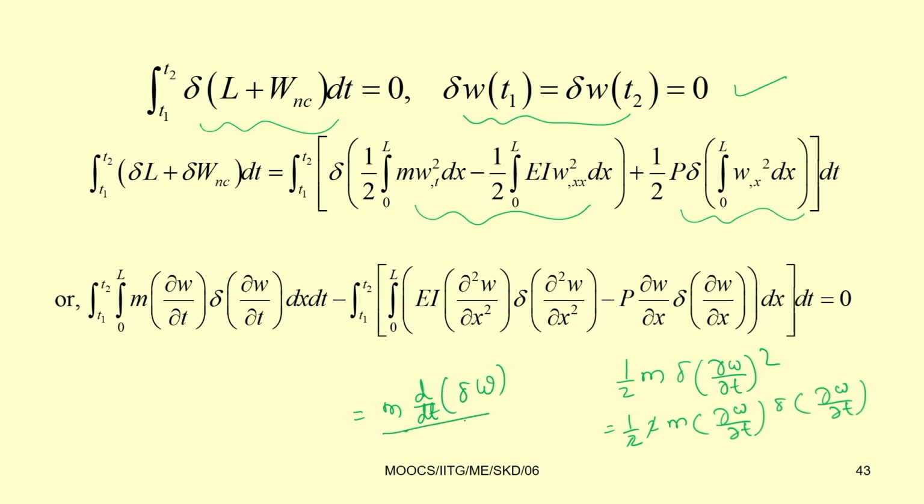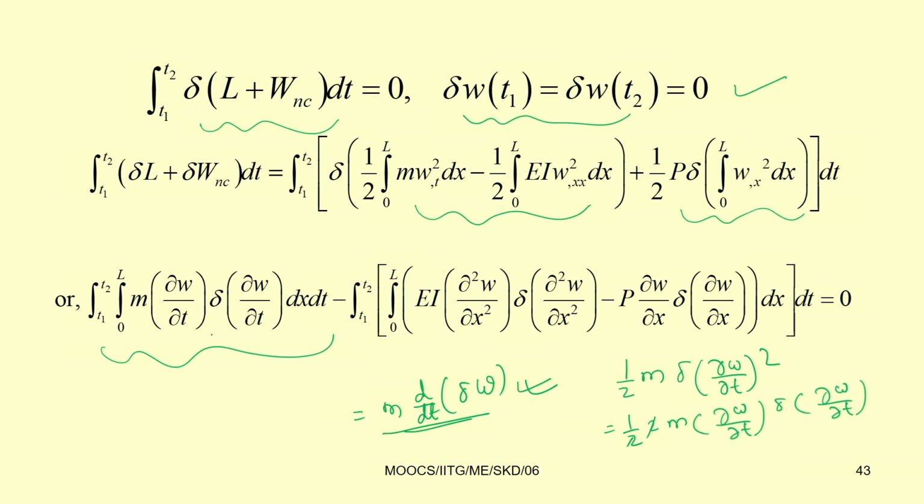So, if you can write this half m delta del w by del t square in this form, and then by using this integration by parts, easily you can derive this equation of motion. You just see this term, now it can be written in this form: integration T1 to T2, integration 0 to L, m into del w by del t del of del w by del t dx dt, minus integration T1 to T2, integration 0 to L, E I del square w by del x square del of del square w by del x square minus P into del w by del x del of del x by del w by del x dx dt.